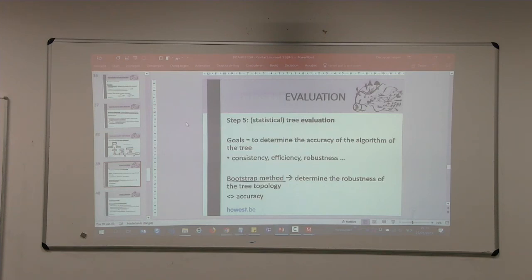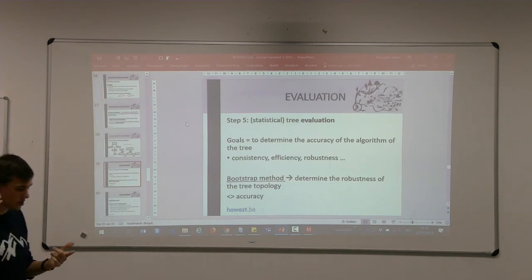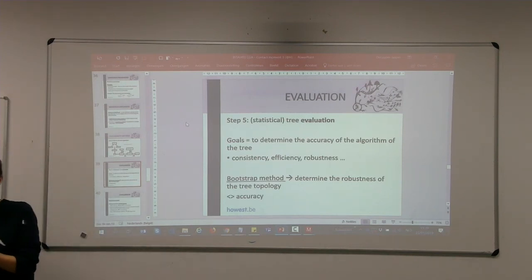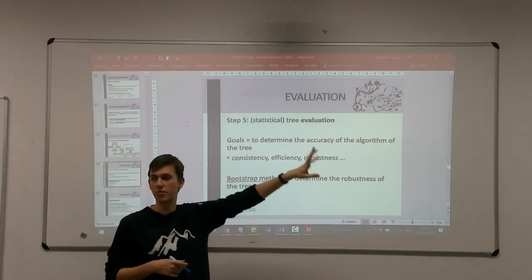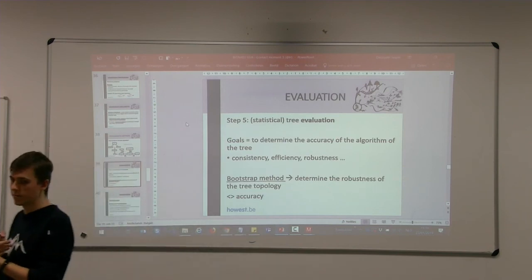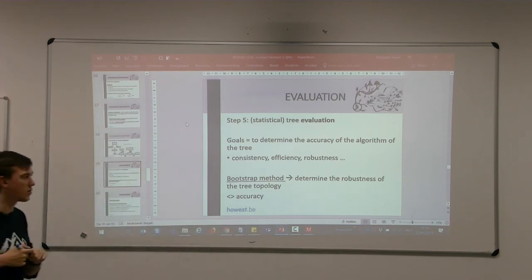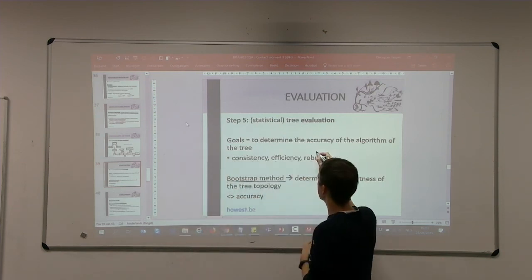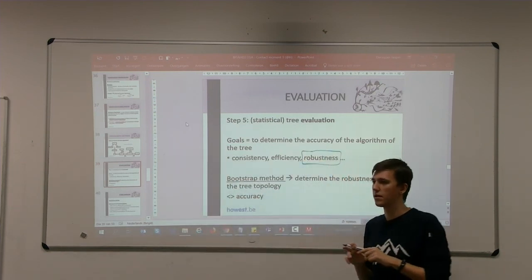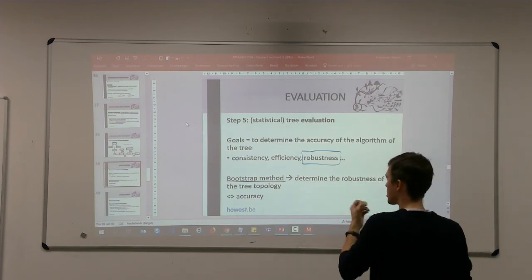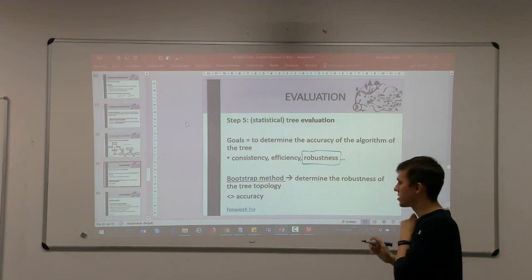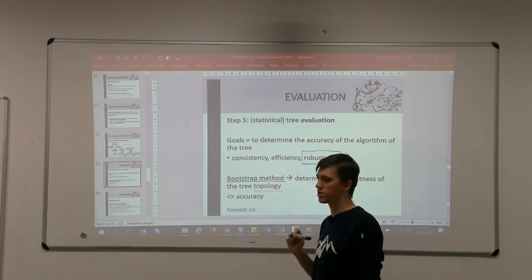After we constructed our tree using neighbor joining, UPGMA, maximum parsimony, maximum likelihood, or whatever, we need to evaluate the tree. There are multiple possibilities. You can have a look at the accuracy, the consistency, the efficiency, the robustness, and so on of the tree construction algorithm, but we will not investigate that. There's only one thing that we are interested in, and this is the robustness. How robust is the topology, so the relationship that I see in my tree? So this is about the robustness of the tree topology.